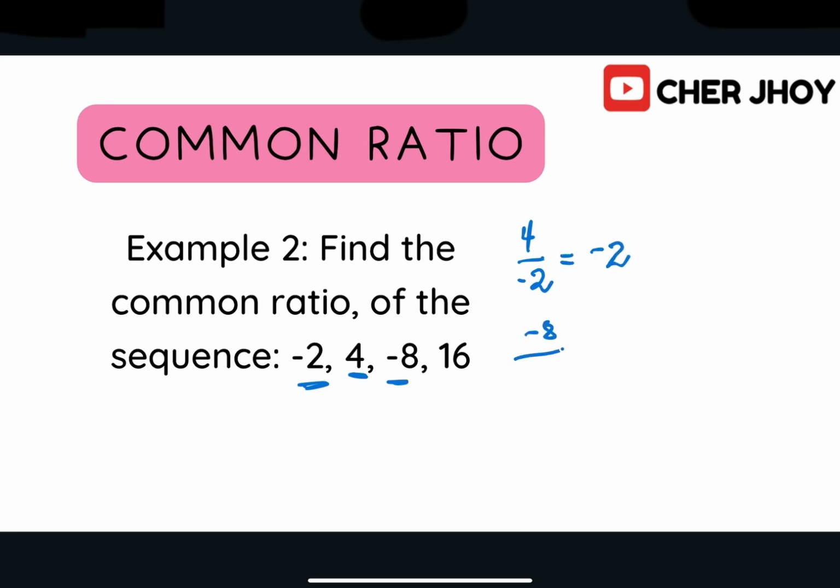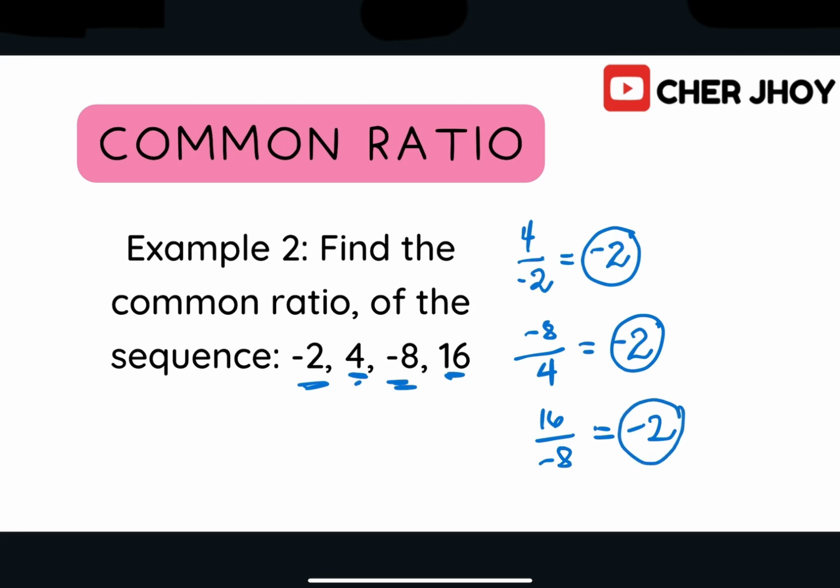-8 divided by 4, the answer is -2. Then 16 divided by -8, the answer is -2. Therefore, the common ratio of example number 2 is -2.